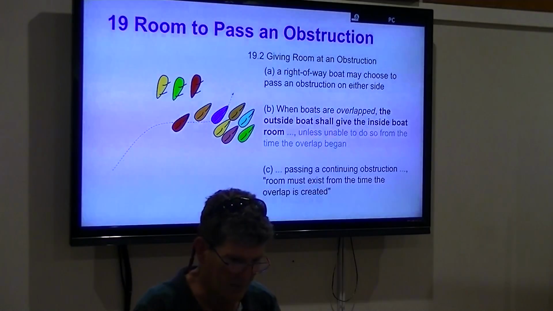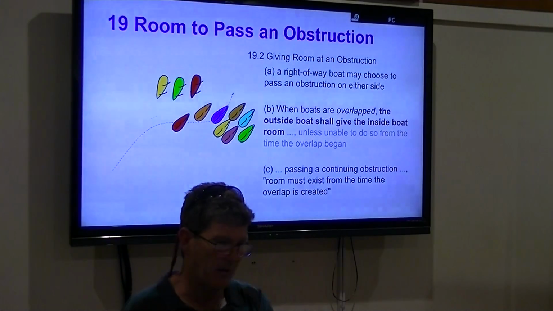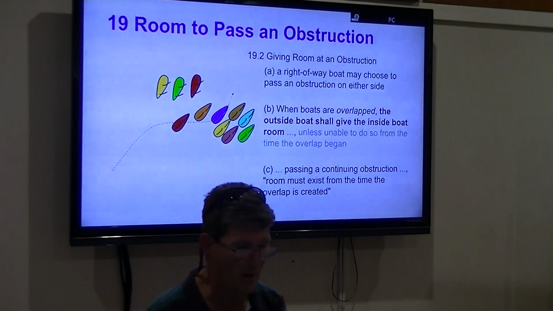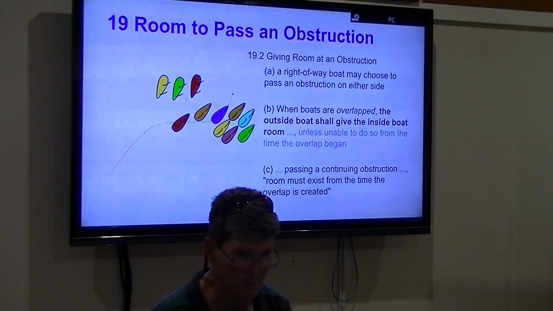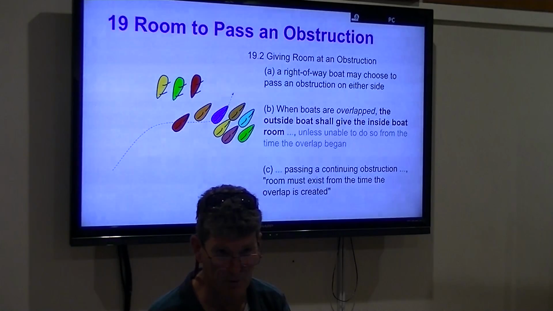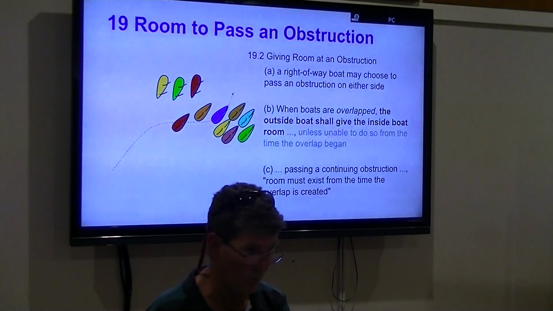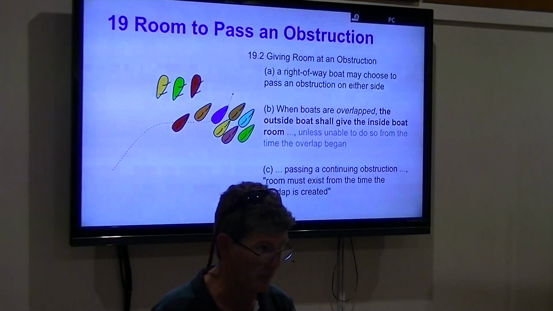Okay. Oh yes, and so this rule applies if it's not an island, if it's boats coming here on starboard. So it's the same thing. If you're ducking boats, if you're avoiding boats on starboard, you have to give room on the inside for any overlapped boats.